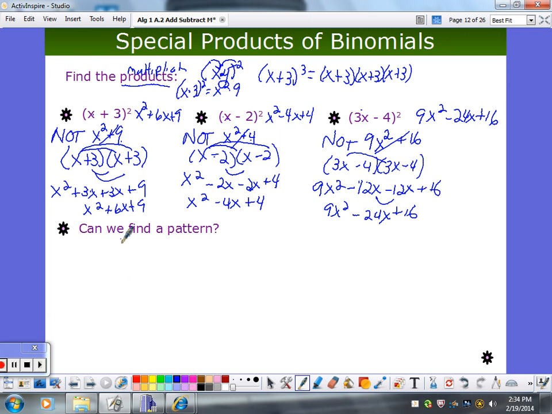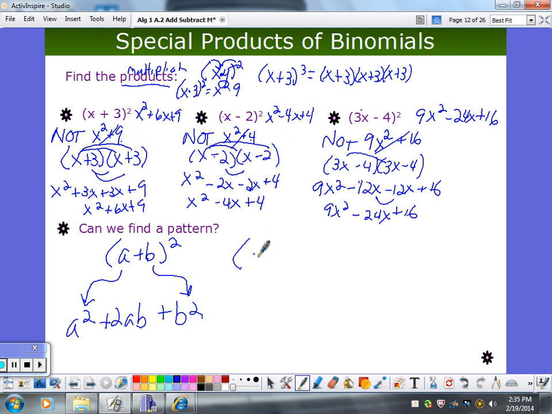So what is my general pattern? If you have a binomial and you square it, you square this guy, you are going to square that guy too. How do we get the middle? A times b, I want 2 of them though, so 2ab. That's the pattern.